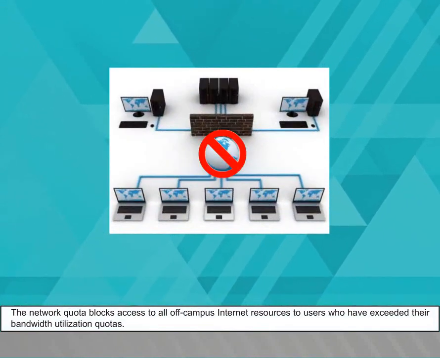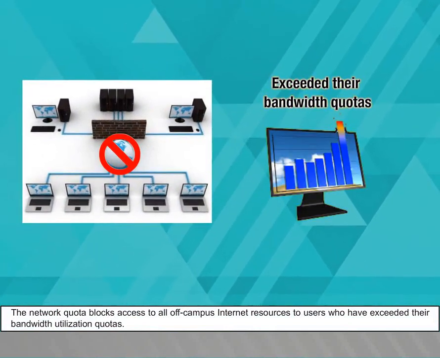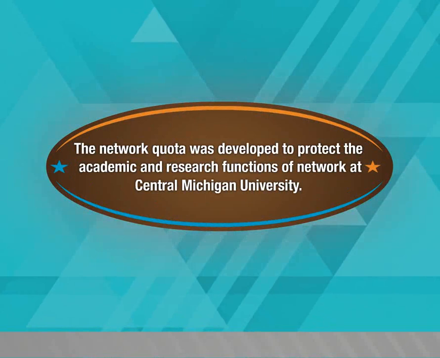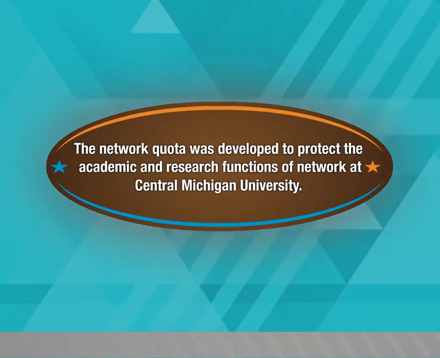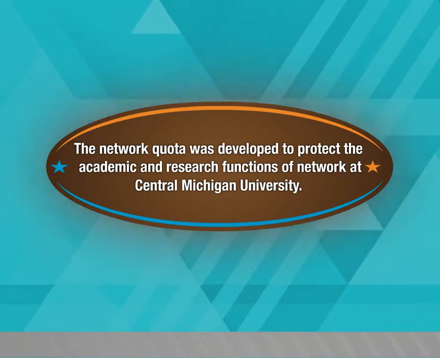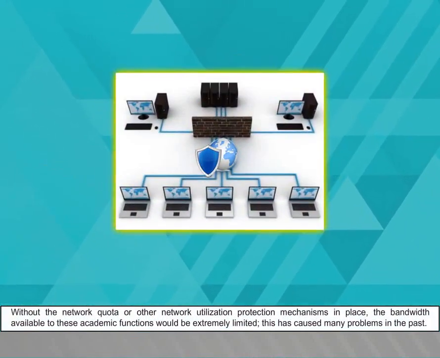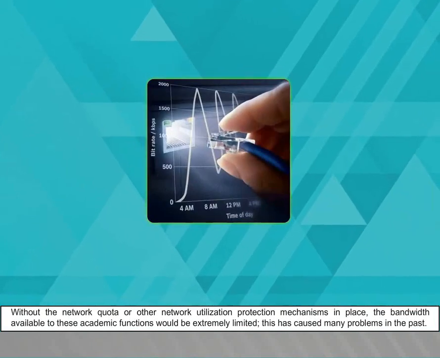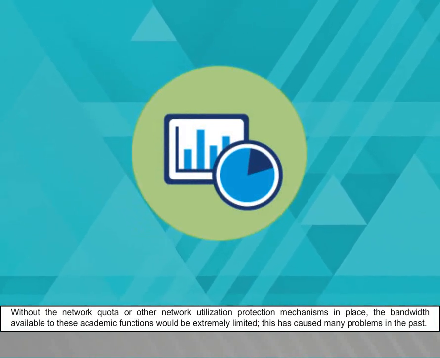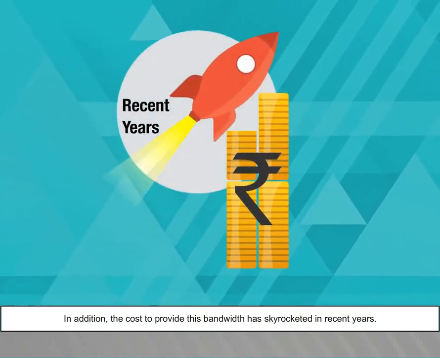The network quota blocks access to all off-campus internet resources to users who have exceeded their bandwidth utilization quotas. The network quota was developed to protect the academic and research functions of the network at Central Michigan University. Without the network quota or other network utilization protection mechanisms in place, the bandwidth available to these academic functions would be extremely limited. This has caused many problems in the past. In addition, the cost to provide this bandwidth has skyrocketed in recent years.